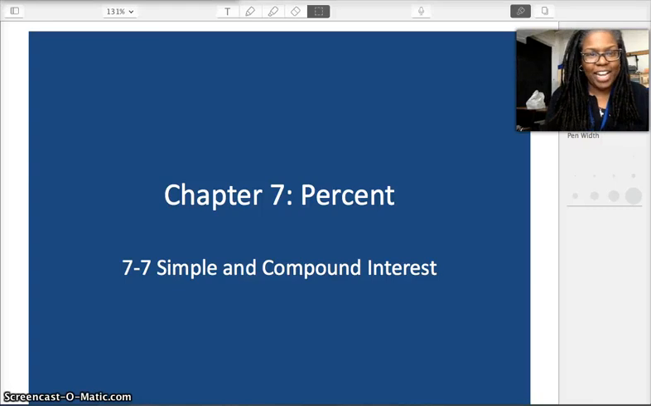Hey everybody, we are in chapter 7 and we're looking at section 7.7, which is simple interest and compound interest. Simple interest and compound interest deal with the concept of interest, which is making money on money.